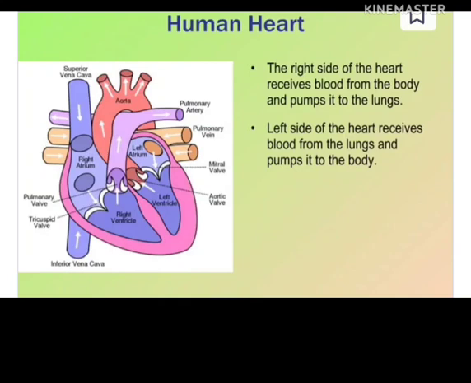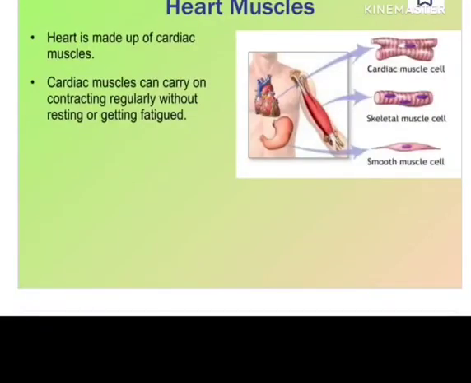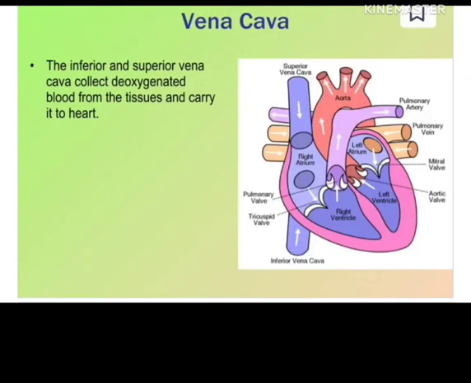The right side of the heart receives blood from the body and pumps it to the lungs, and the left side of the heart receives blood from the lungs and pumps it to the body. This is how all the sides perform their function. The heart muscle is made up of cardiac muscles. Cardiac muscles can keep contracting regularly without resting.